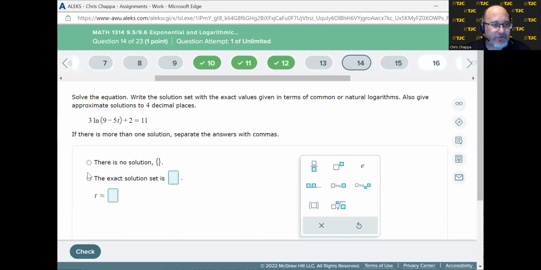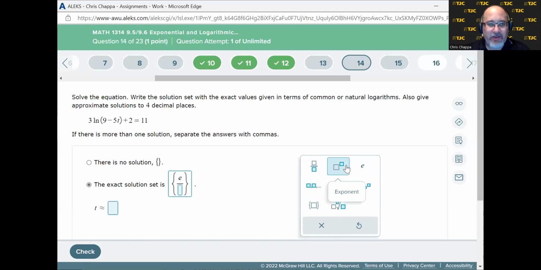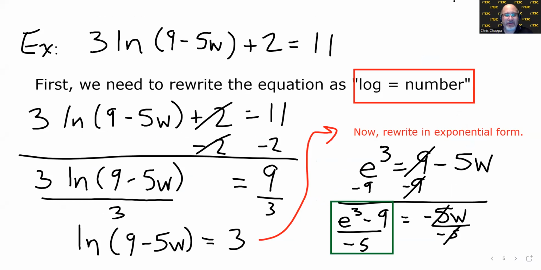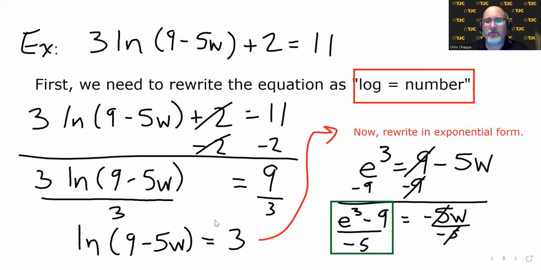Okay. There is a solution. The exact solution set is braces, fraction, e to the 3rd power, I believe it was minus 9 divided by negative 5. Let me double check the whiteboard just to make sure that's what I had. e to the 3rd power minus 9 over negative 5. It is. And then they want a decimal approximation.